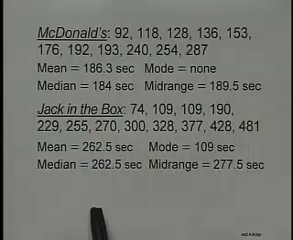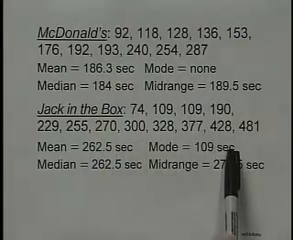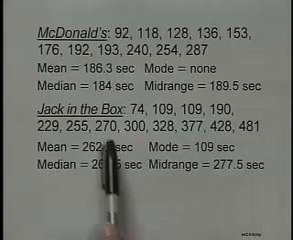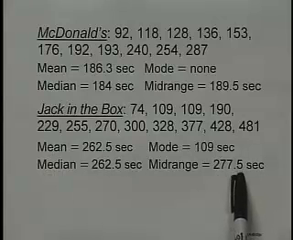Same thing with Jack in the Box. We've got, well, the mode of 109. We can see that's significantly different from the others, so that would not be a good choice to show as the center, as far as the middle point of your data goes here. But if we look at mean, median, and mid-range, we're still ranging between 262.5 to about 278.